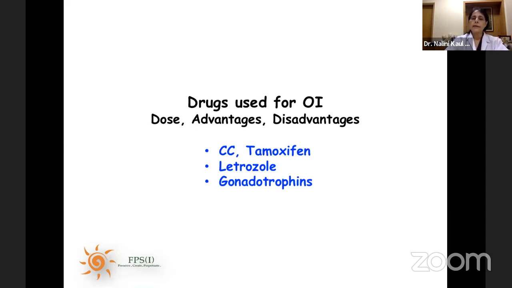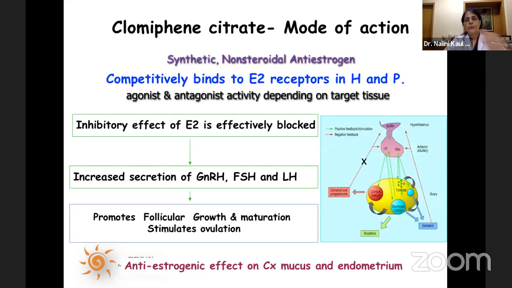Let's look at the advantages and disadvantages of the drugs that are used. We know that clomiphene citrate binds to the estradiol receptors in the hypothalamus and pituitary, and thereby it blocks their sensitivity to the estrogen that is in circulation, and they start secreting FSH and LH. This stimulates egg formation from the ovary. Now remember that this is a false sense of lack of estrogen by the body, because the estrogen is there.